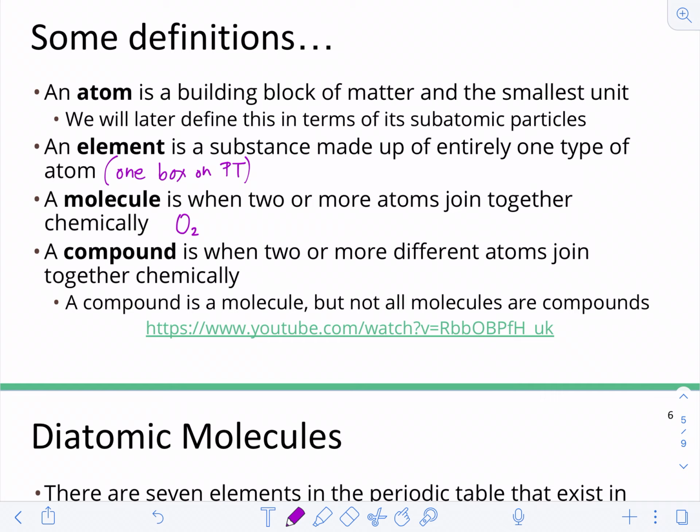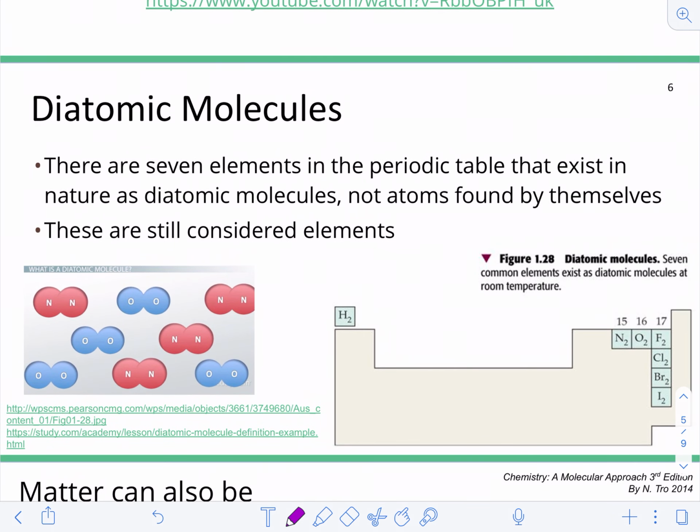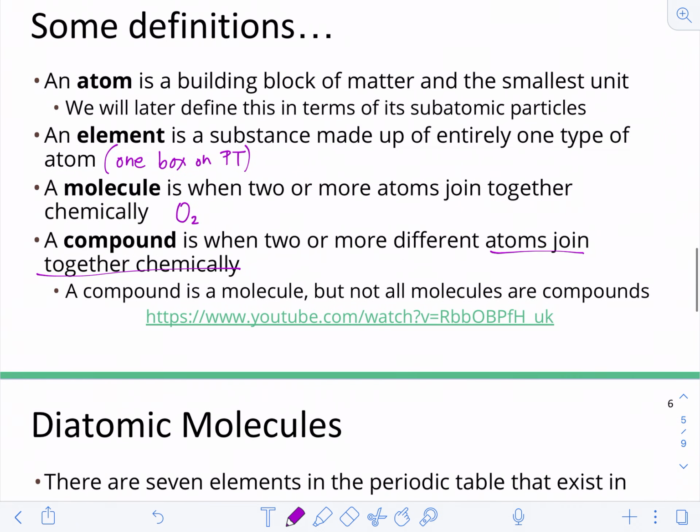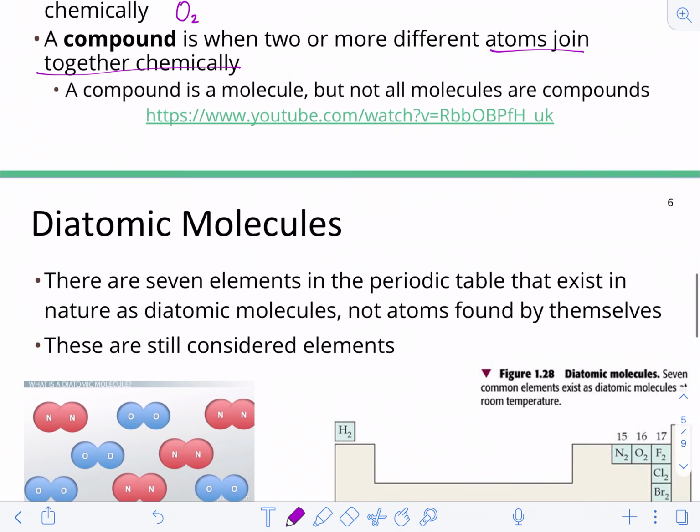And again, you can't separate it by just boiling or freezing or melting. It has to be separated using chemical means because the atoms are joined together chemically. All right, so we have some diatomic molecules. And like we talked about here, a molecule is when you have two or more atoms joined together chemically.